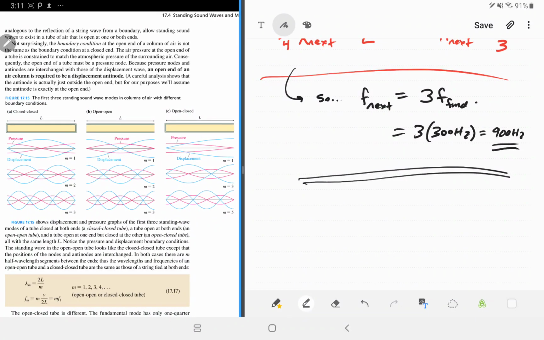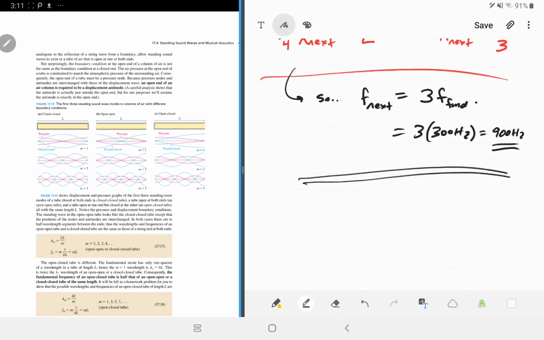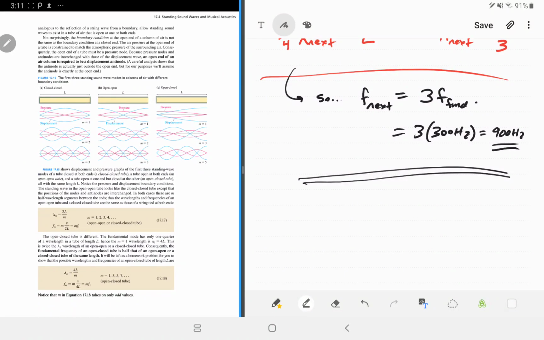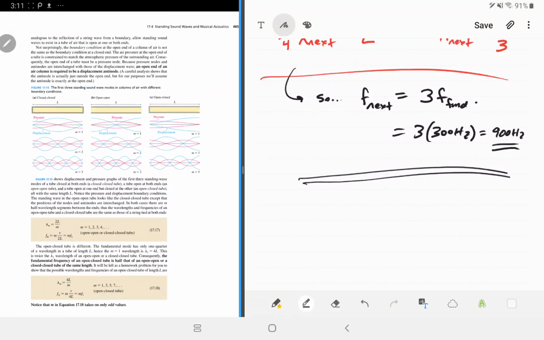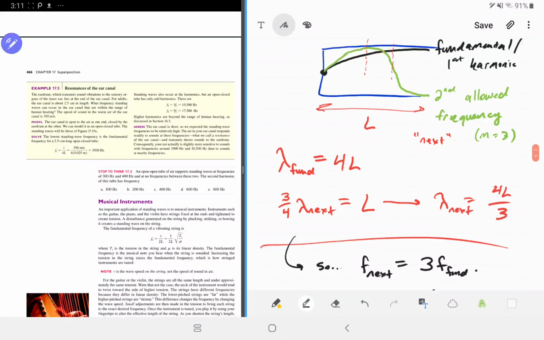But like I said, you want to be able to draw these things rather than just rely on these equations. All the students I've seen who just try to plug in these equations tend to not do as well in the exam as people who can just draw these things.